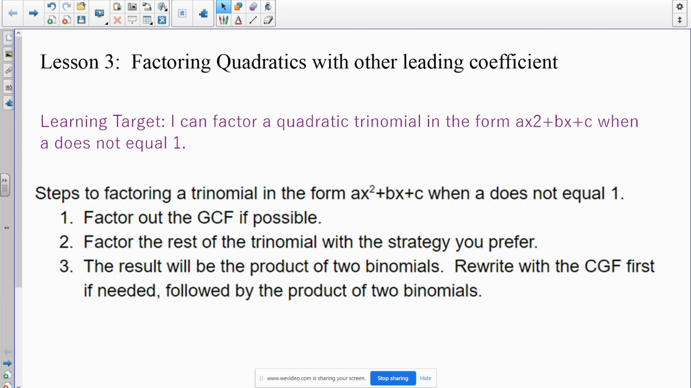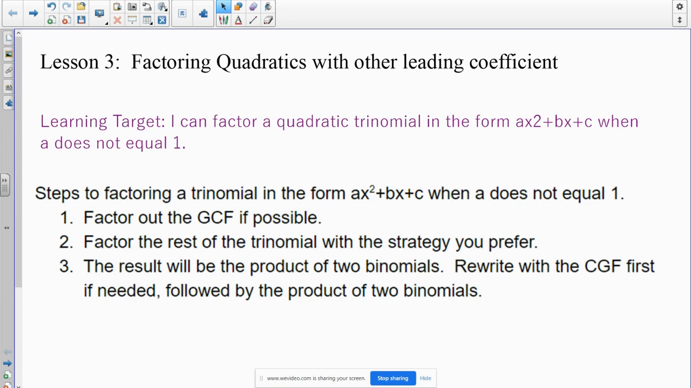A couple things to remember when factoring trinomials. You're going to factor out the greatest common factor. We practiced that a couple lessons ago and we'll continue to practice it in lessons to come, but you can always factor out the greatest common factor if possible. Then you're going to factor the rest of the trinomial with the strategy you prefer. I'm going to teach you two strategies. One is known as factoring by grouping. The other one is the box method, or the area model. So it's kind of up to you. And then the result will be the product of two binomials. You will rewrite the GCF first, if needed, followed by the product of the two binomials.